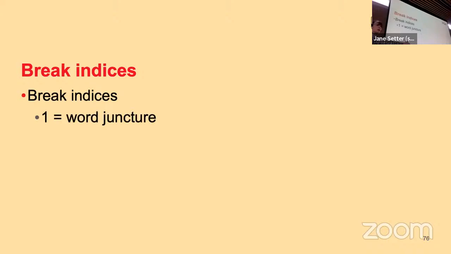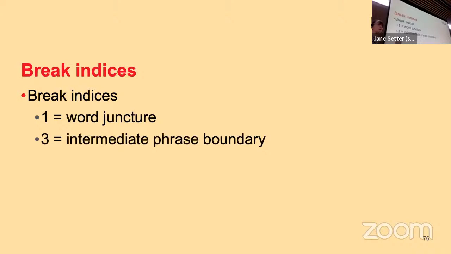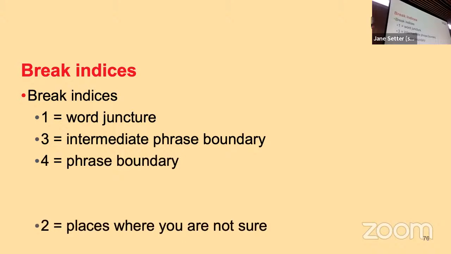And then we've got break indices. One is just showing the word juncture. So that's where you've marked the words. Then we've got an intermediate phrase boundary. So if I've not finished that group, I've not got to the end, then I might use a three. Four is the kind of end phrase boundary. And then two is places where you are not sure. And I'm sure many of us have applied that on many occasions when you're doing ToBI labelling, because there's actually quite a lot of places where you're not sure.